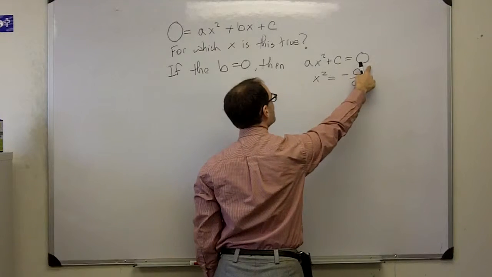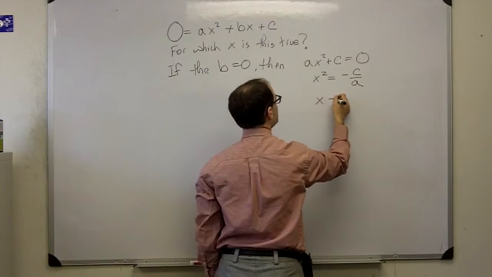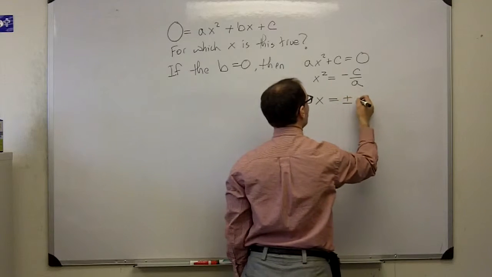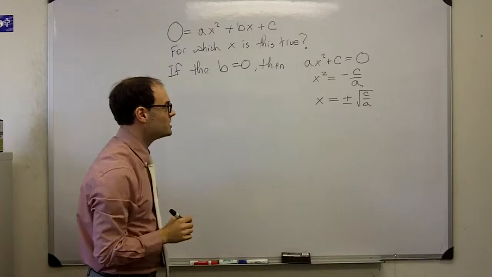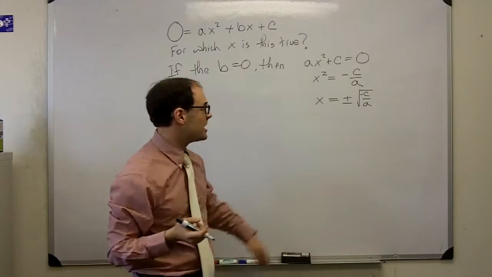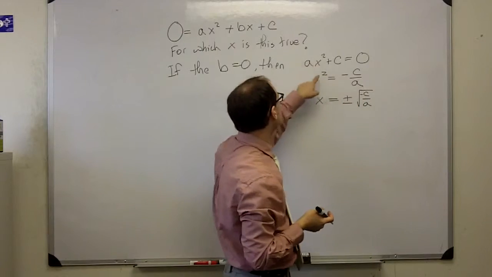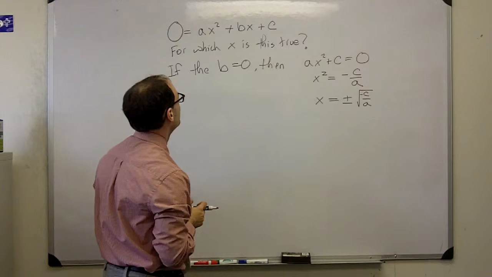Move the c over to the other side, picked up a minus c, and then divided by a. So then x is plus or minus the square root of negative c over a. That's pretty easy. Oops, there's a minus sign that I lost. You might say, is that negative? Well, maybe. If c or a is negative, then you're in good shape.